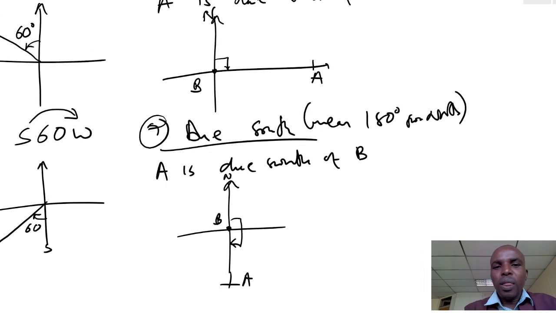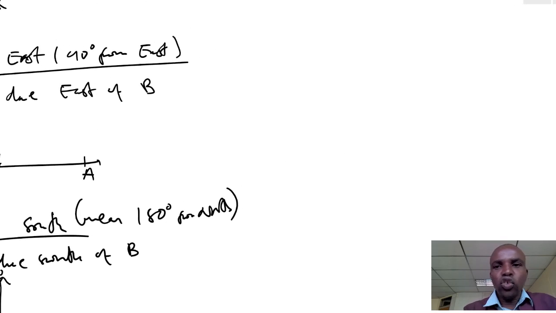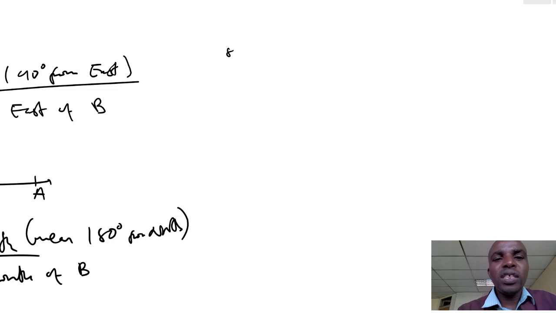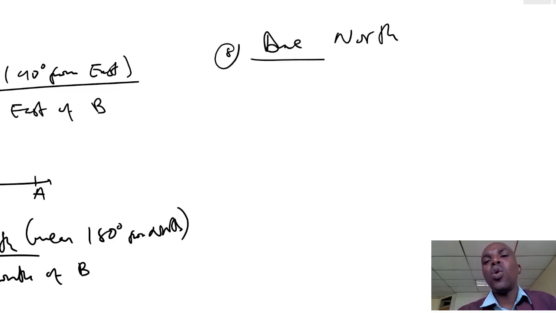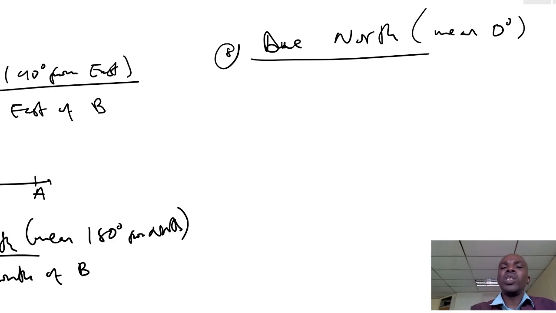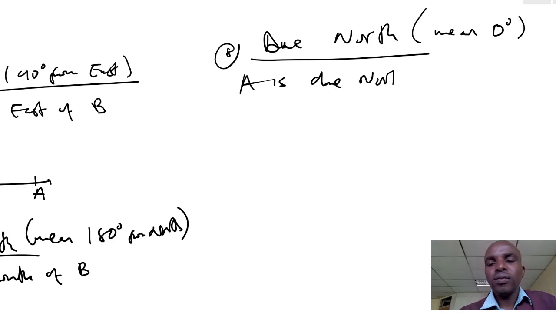Then the other thing, if I can say due north. What about due north? This is the same as on the north side of. When they say A is on the north side of B, due north means actually 0 degrees. So it's supposed to be on the north side, on that same north line. They say A is due north of B. This one means A is on the north side of B.